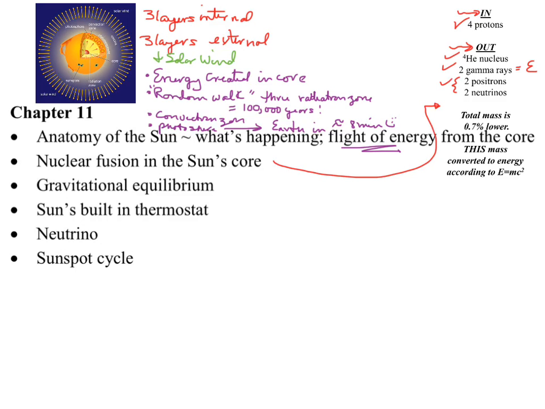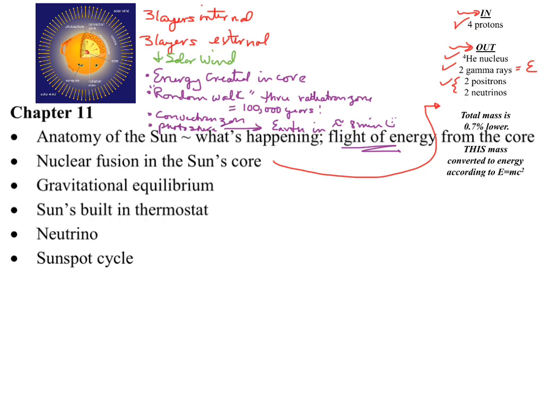And then the next one, actually, I just brought in that figure from your textbook. So what's happening with nuclear fusion? You have 4 protons in, and then what comes out is a helium nucleus, 2 gamma rays, that's your energy, and then 2 positrons and 2 neutrinos. And then, like on the slides, I said the mass that you lose is about 0.7% of the original mass, and that's what's converted to energy.